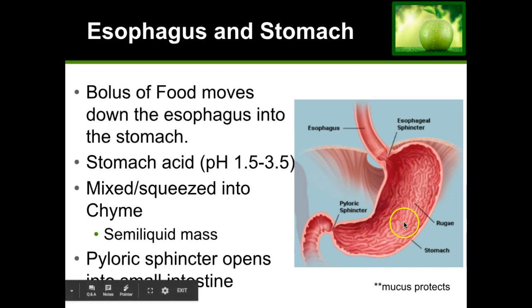Foods, when they enter the stomach, are mixed and squeezed into material called chyme, which is a semi-liquid mass. And then it exits the stomach through the pyloric sphincter here and into the small intestine. The reason why the acid in your stomach doesn't destroy the stomach is because there's a layer of mucus that's protecting the stomach from destruction by acidic conditions.